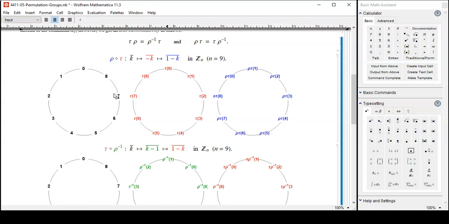0, 1, 2, 3, 4. Yes, we have this original. And then let's flip it first. So tau first. So 1, 2, 3, 4, like this. 0 stays the same, but reverse orientation.